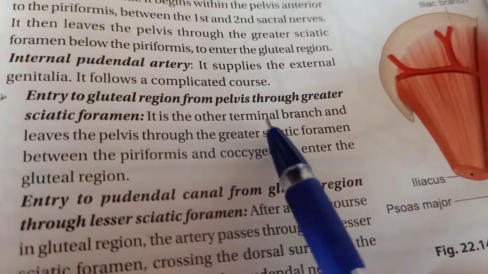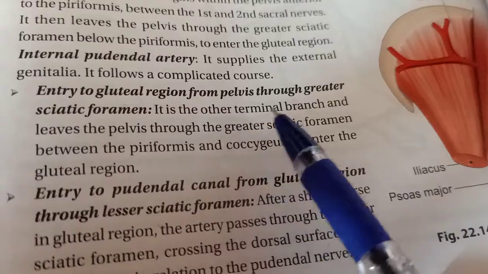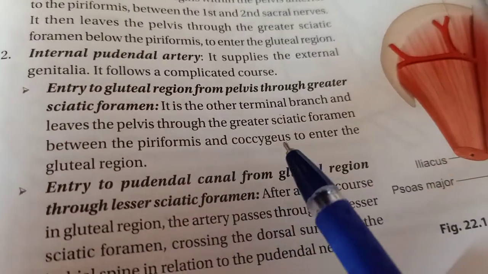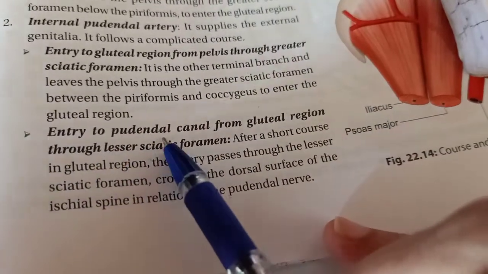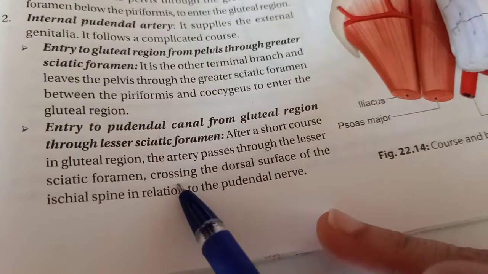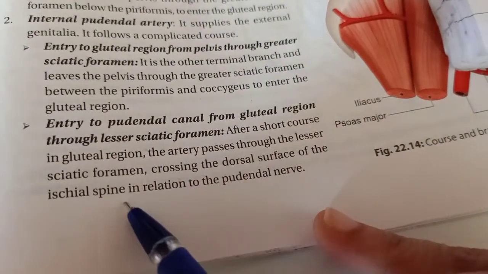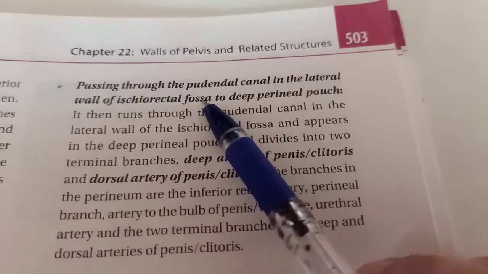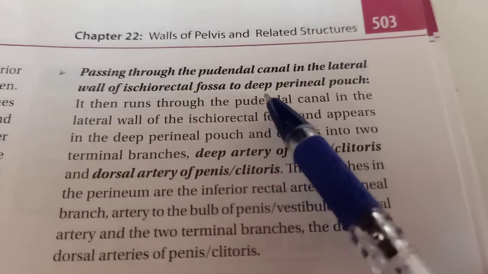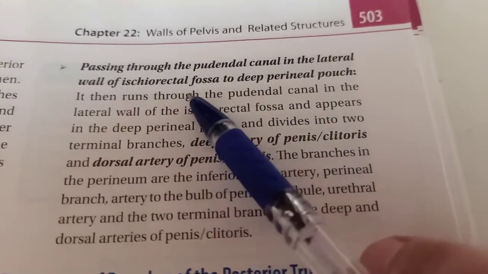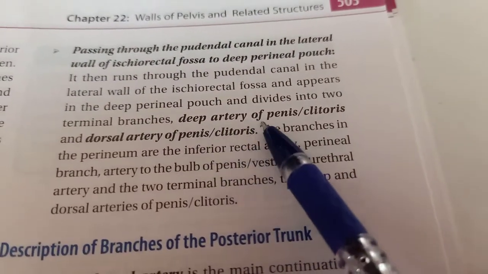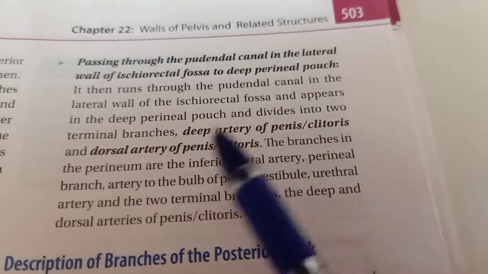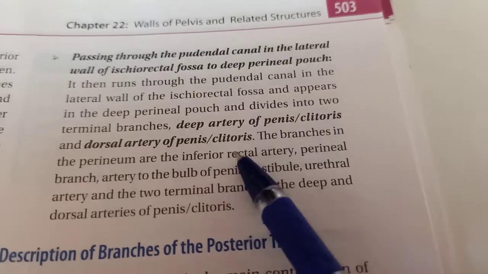It will pass from the pelvis to the gluteal region via the greater sciatic foramen, between the piriformis and coccygeus. Then it will enter from the gluteal region to the pudendal canal via the lesser sciatic foramen, crossing the dorsal surface of the ischial spine. And then finally, from the pudendal canal, it will reach the deep perineal pouch by running through the lateral wall of the ischiorectal fossa, and then it will divide into the deep artery of the penis or clitoris, penis in males, clitoris in females, and the dorsal artery of the penis and clitoris.